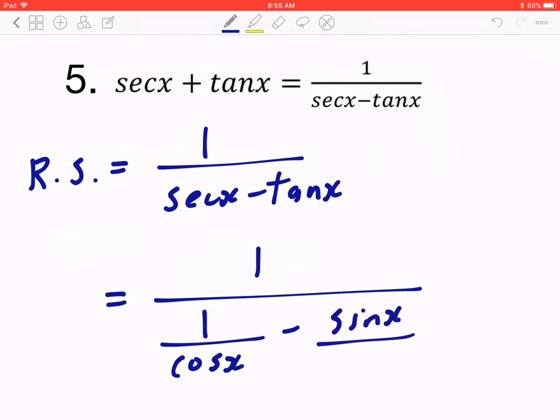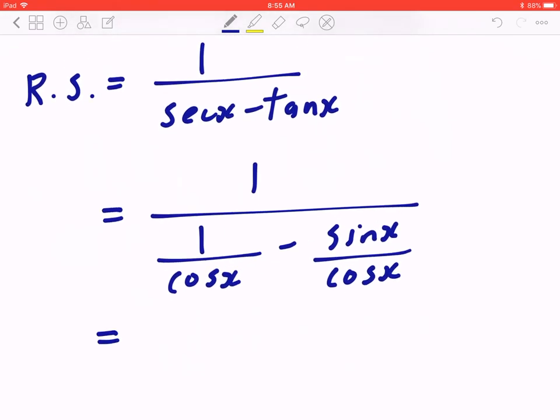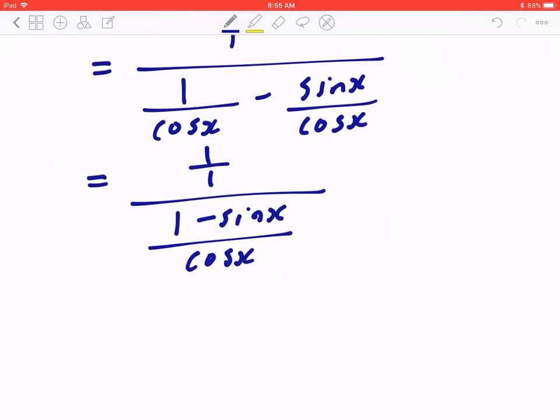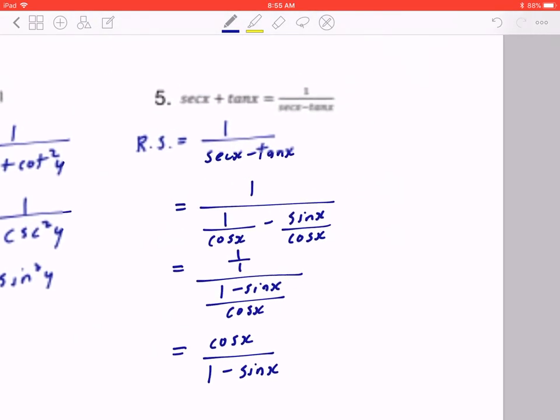Tan x equals sine x over cosine x. Again, you want to combine them as one fraction. One you can copy, or you can write down 1 over 1. In the denominator, that's going to be 1 minus sine x divided by cosine x. And of course, a fraction divided by a second fraction means you take the reciprocal of the second one. So this becomes cosine x divided by 1 minus sine x.